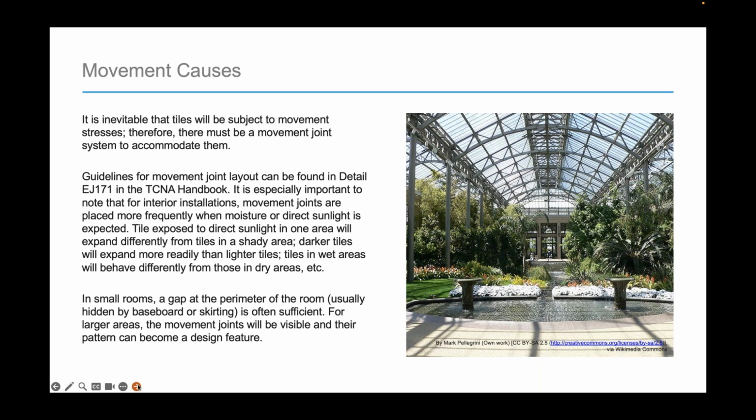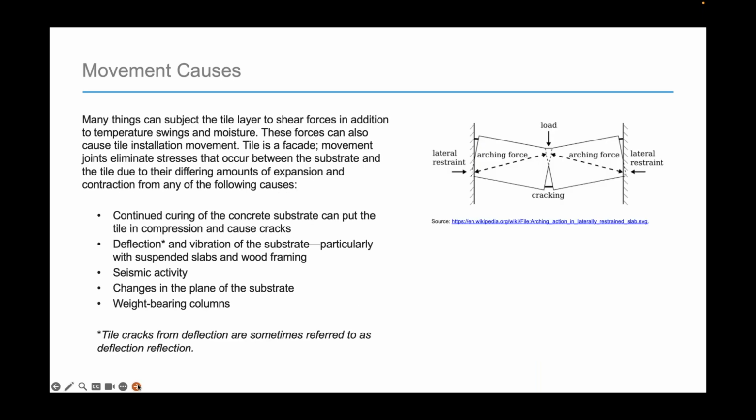In small rooms, a gap at the perimeter of the room, usually hidden by the baseboard or skirting, is often sufficient. For larger areas, the movement joints will be visible and their pattern can become a design feature. Some of the movement causes: many things can subject the tile layer to shear forces in addition to temperature swings and moisture. These forces can also cause tile installation movement. Tile is a facade. Movement joints eliminate stresses that occur between the substrate and the tile due to their differing amounts of expansion and contraction from any of the following causes.